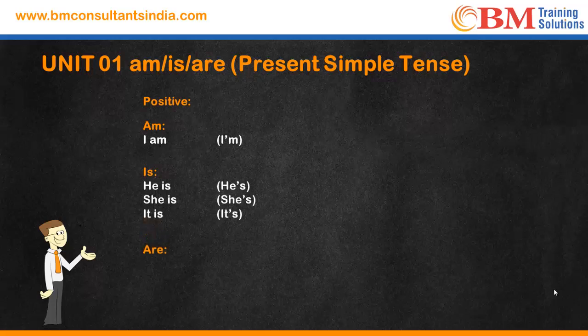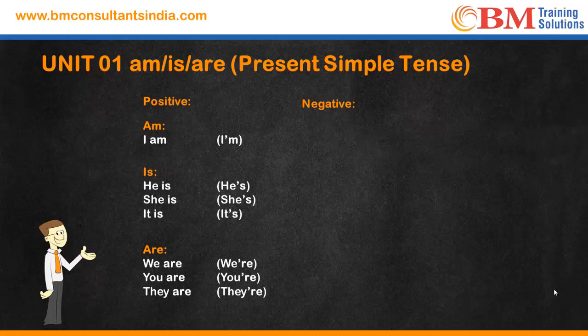Now let's see the use of are. With we use are. With you, we use are. And with they, we use are. We are, the short form is we're. You are, you're is a shortcut. They are, the short form is they're.